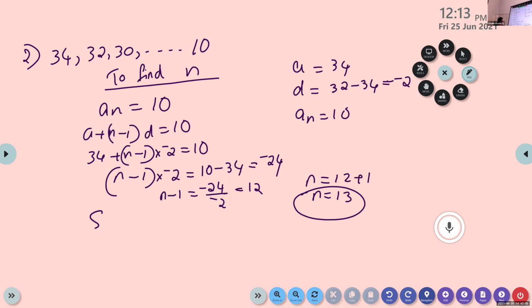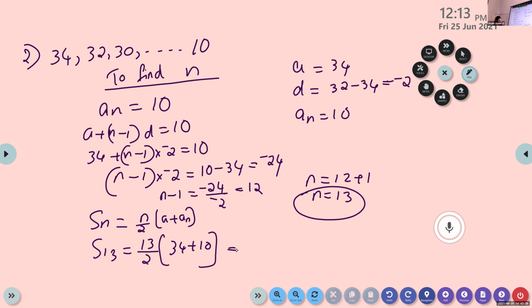So write the formula for Sn, then find S13. Here you can write n by 2 into a plus an, because the last term is given. The other formula is also possible. 13 by 2 into a is 34 plus 10. Ma'am, is the answer 286? 286.